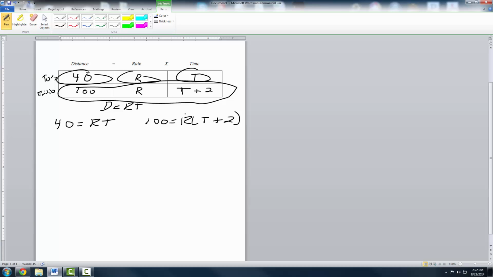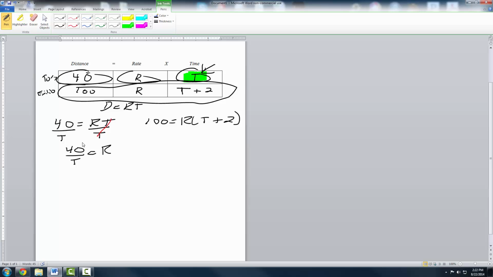Now, how do we solve this? Well, first of all, we have two variables. You can't solve this because there's two unknowns. But we do know we want to know what t is. So what we can do is put this all in terms of t. If 40 equals R times t, if we divide by t, we know that 40 divided by t, these will cancel, is equal to R.